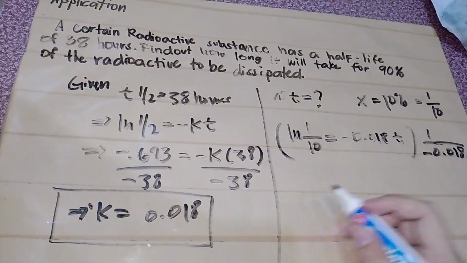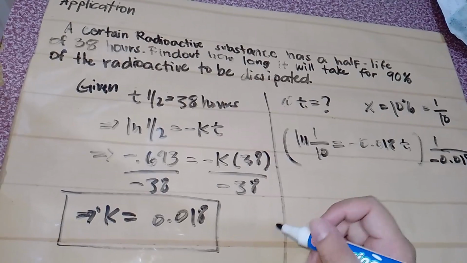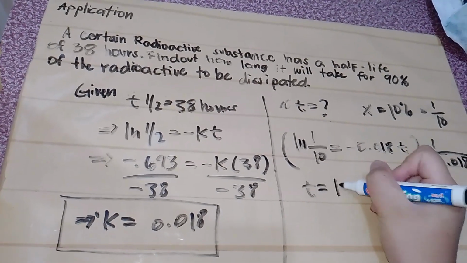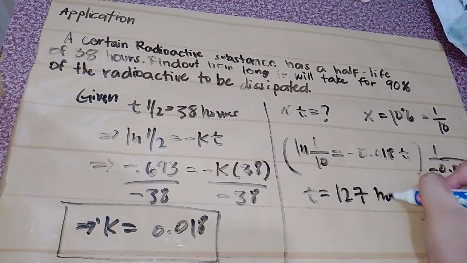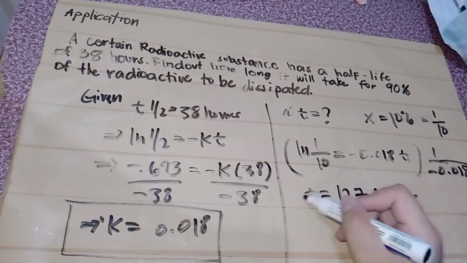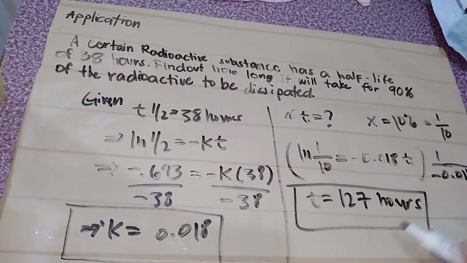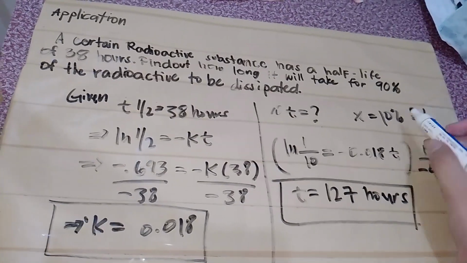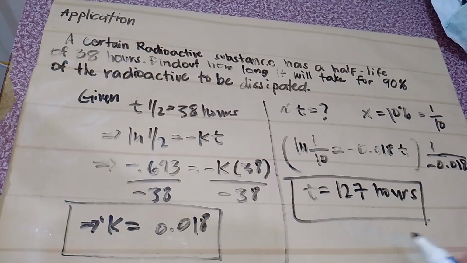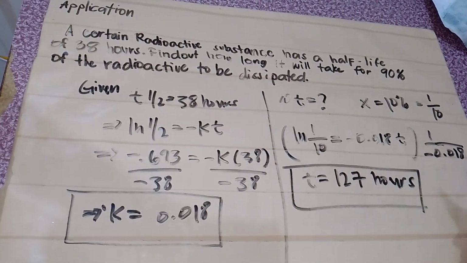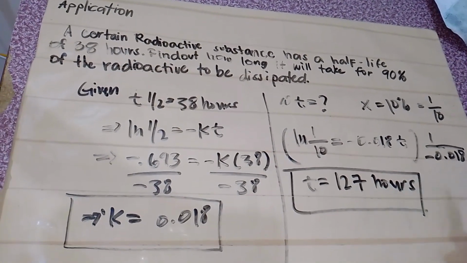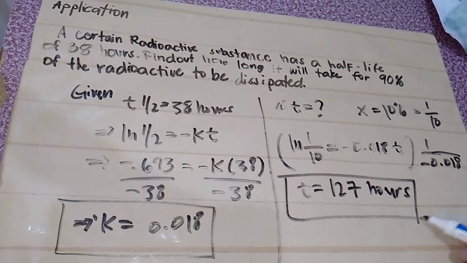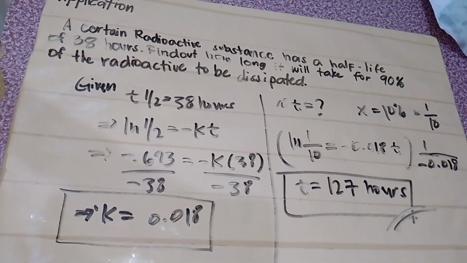So, using our calculator, the value of t will be 127 hours. So this is the time of how long it takes for 90% of the radioactive substance to be used up, to be dissipated. So we need 127 hours to dissipate 90% of the radioactive substance. So, this is our answer.